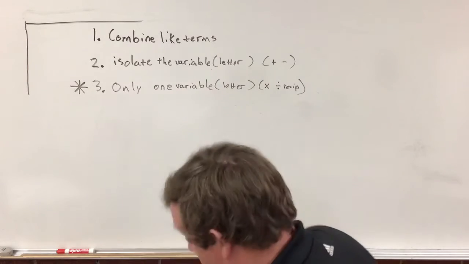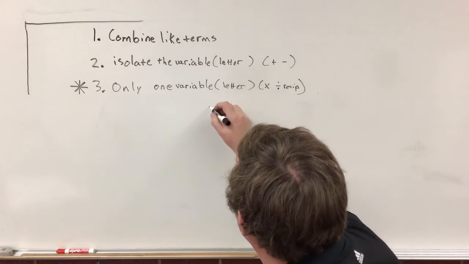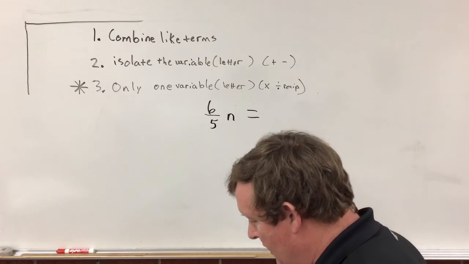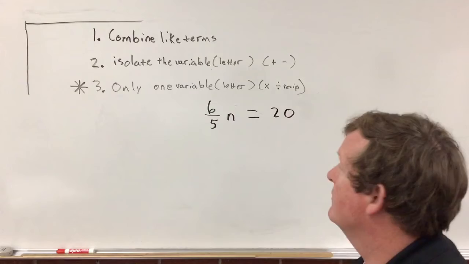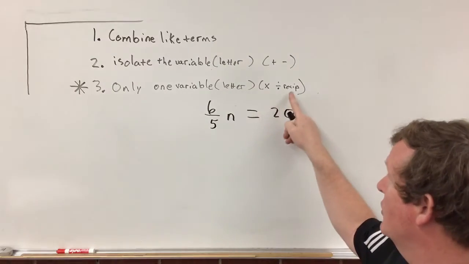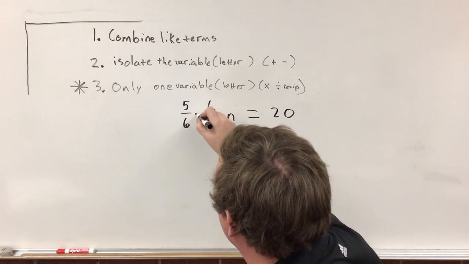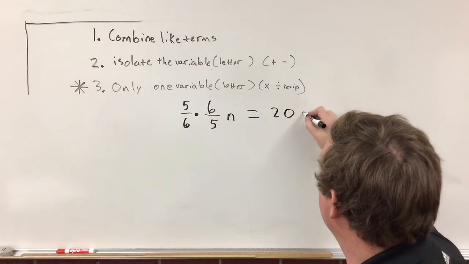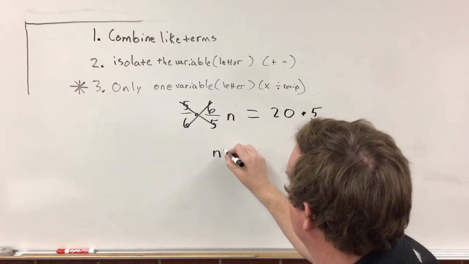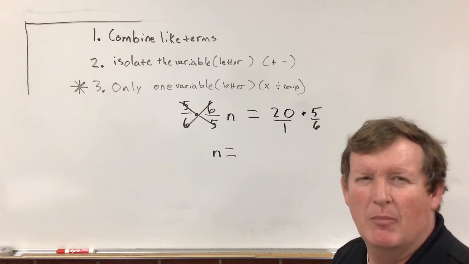One more. Let's look at number 22. Okay? 6 over 5 times n equals 20. Okay, we have a fraction, which means we're going to do the reciprocal. So we multiply by the reciprocal on both sides. 5 over 6 here times 5 over 6 here. These cancel. Now, make sure you put 20 over 1 and look to cancel before you multiply.